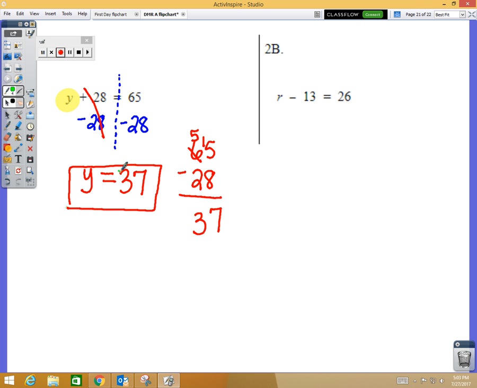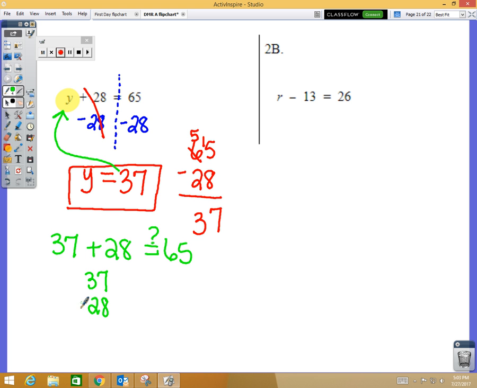Now, if I want to check my answer, I can take this 37 and substitute it back in there for the y. So is 37 plus 28 equal to 65? Well, let me check real quick. 37 plus 28, that's 15, 5, 6, 65. So I know my answer is correct. And again, if you're taking a quiz, you definitely want to take the time to check your work.